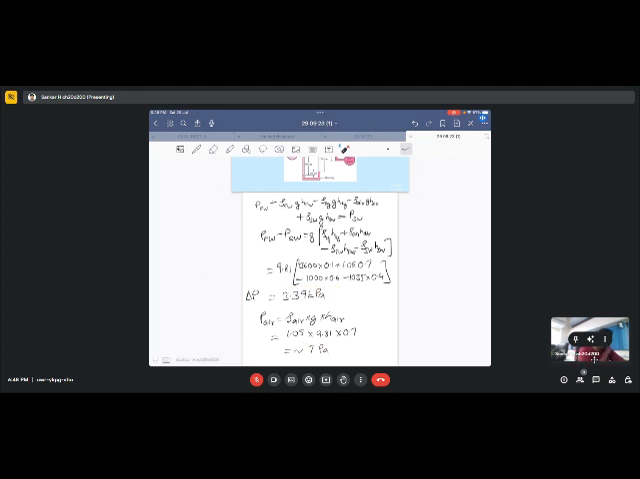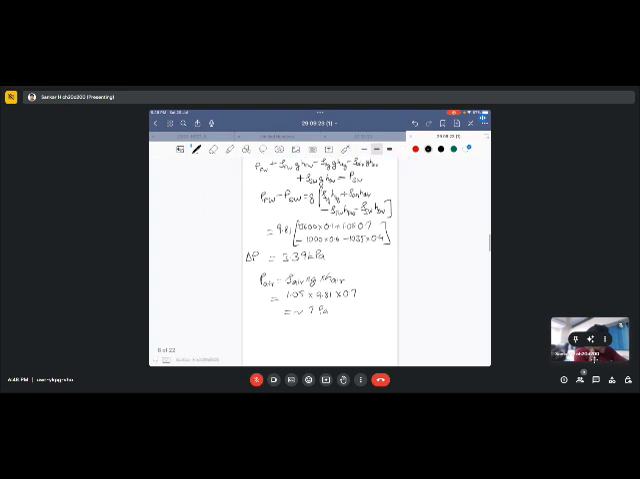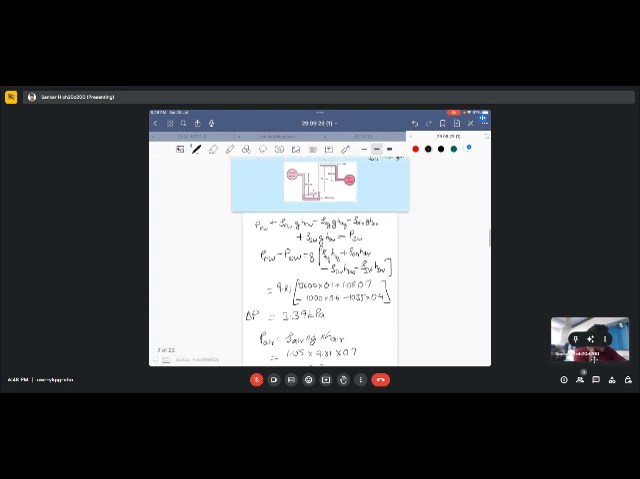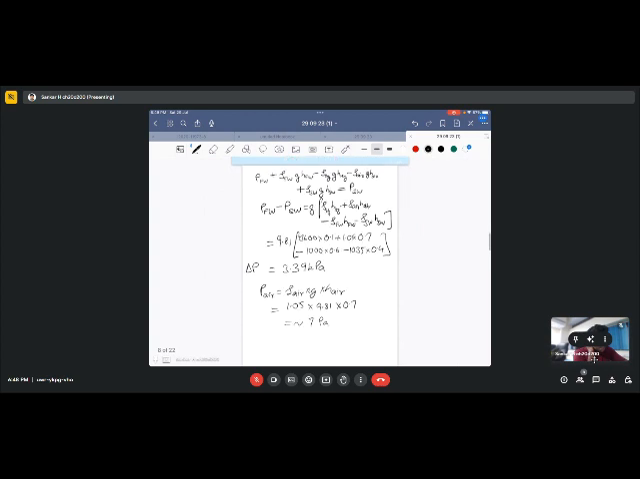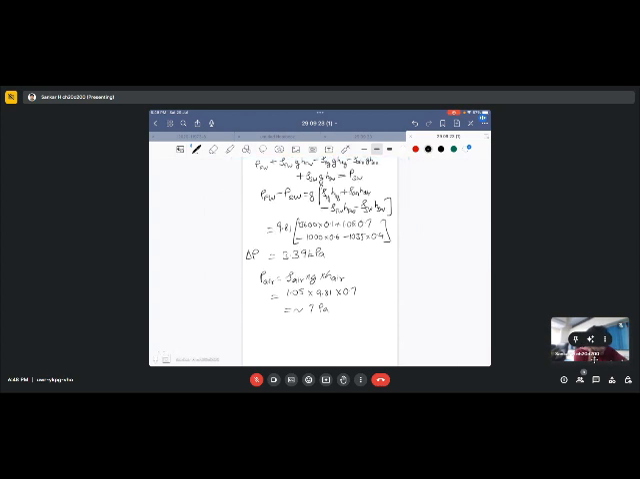And you can see that this 7 Pascal is considerably less than the 3,390 Pascal, which is the pressure difference between the two points at fresh and seawater. Therefore, we can safely neglect the pressure in the air column, since this is very much less than the differential pressure.